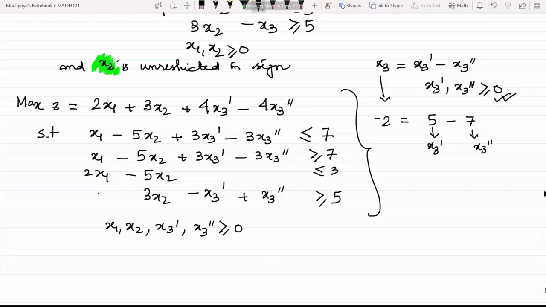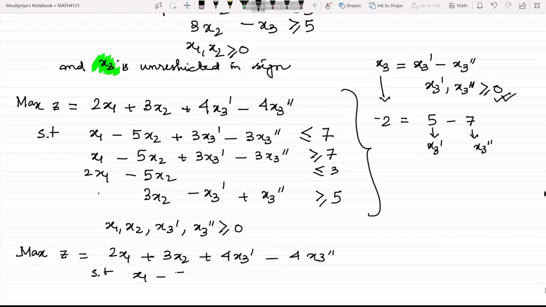But still, this being a maximization type problem, some of the constraints are greater than or equal to type, so we need to take care of that. That implies we will further be writing, I'm afraid it's a bit lengthy, there's nothing in it: 2x1 plus 3x2 plus 4x3' minus 4x3'' subject to x1 minus 5x2 plus 3x3' minus 3x3'' less or equal to 7.